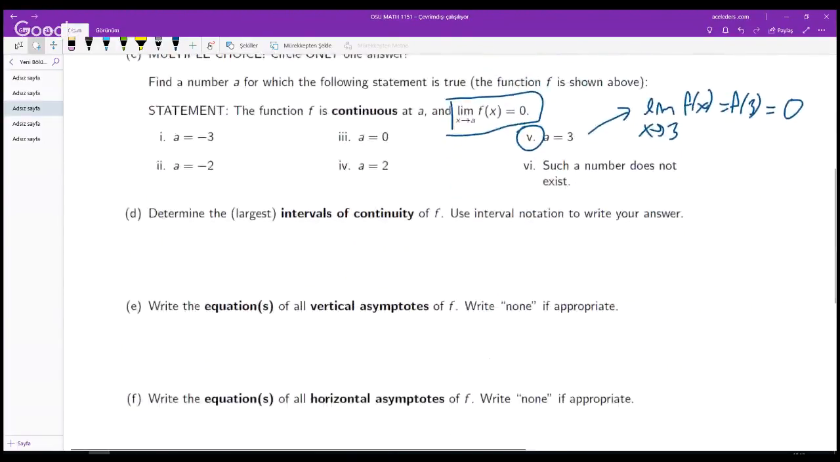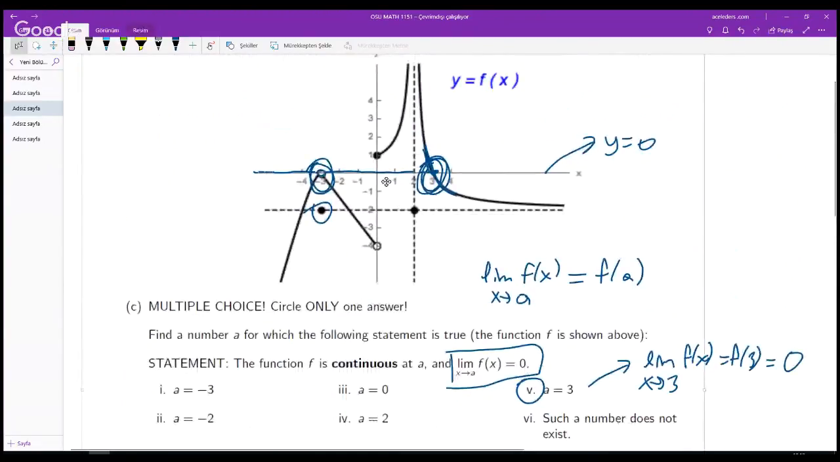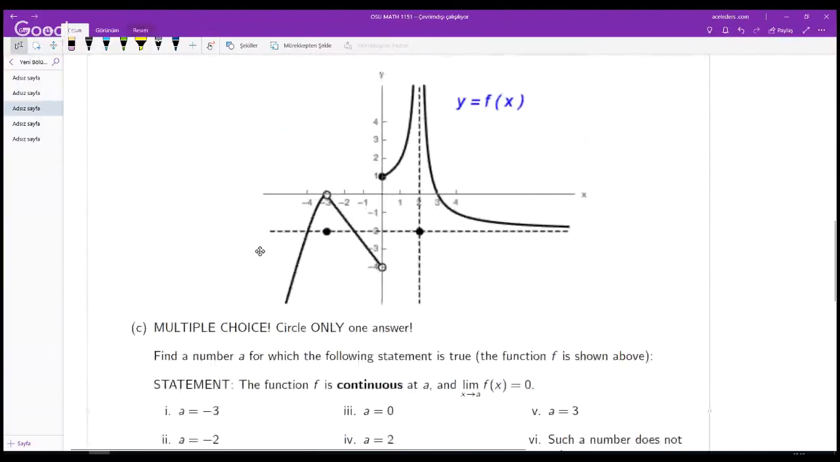And part D, determine the largest intervals of continuity of f. Use interval notation to write your answer. So we are going to find the largest intervals of continuity of f. So I will copy and paste the graph, and I will try to find the largest intervals of continuity. And I will find line segments which are continuous, which are not interrupted.